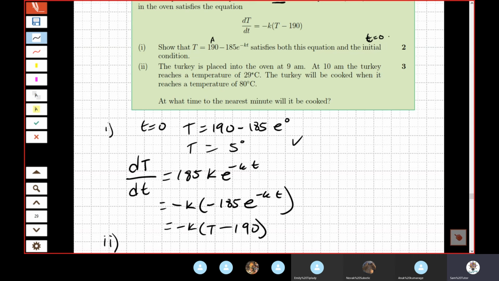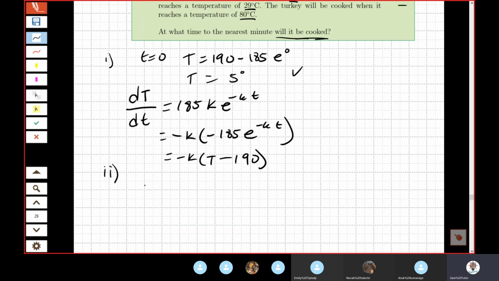The turkey is placed into the oven at 9 a.m. At 10 a.m., the turkey reaches a temperature of 29 degrees. The turkey will be cooked when it reaches a temperature of 80 degrees. At what time to the nearest minute will it be cooked? 3 marks. Okay, so the formula you've got is obviously this.